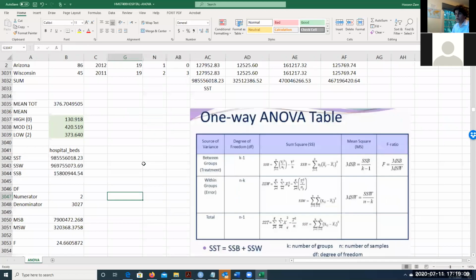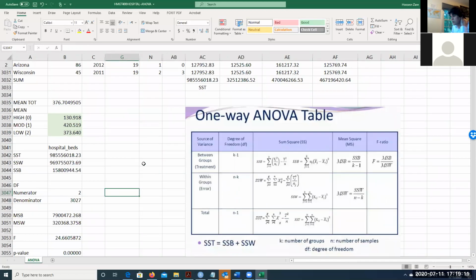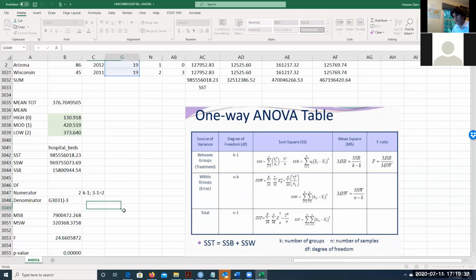Now I should go ahead with the denominator. The numerator degree of freedom is the number of groups, K minus 1. So I have 3 groups, I can get 2, right? 3 minus 1 gives me 2. And the denominator is count of this minus 3.